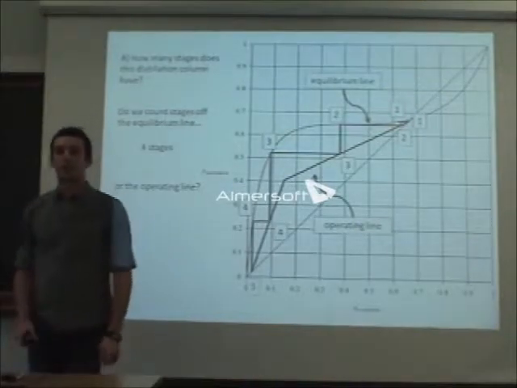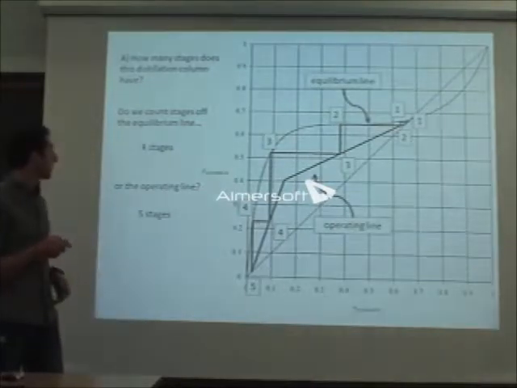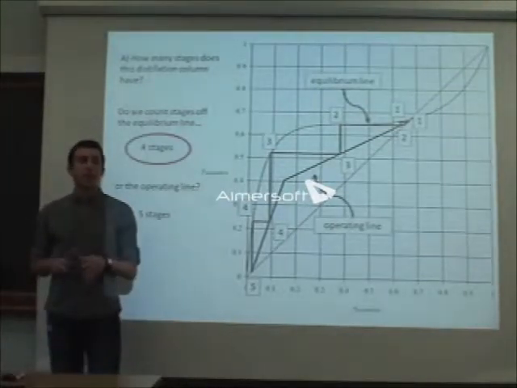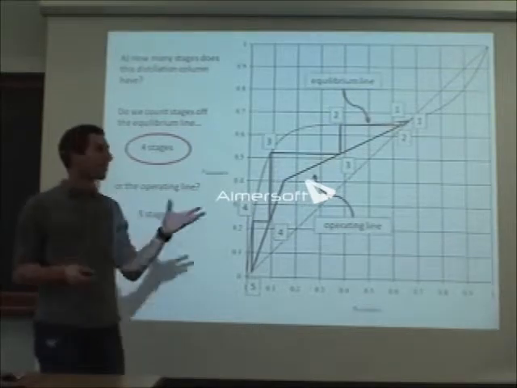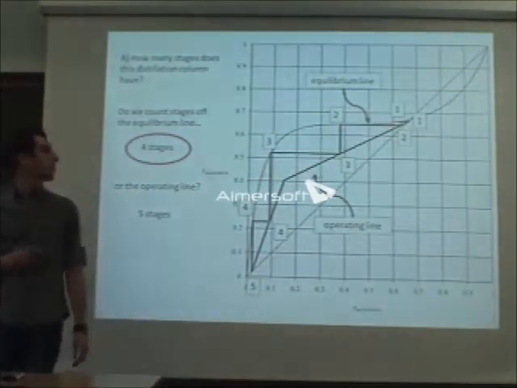So which option did you guys go with? Equilibrium lines? Good. Because we're counting the number of equilibrium stages. So it makes sense that we're going to read these points off of the equilibrium line.